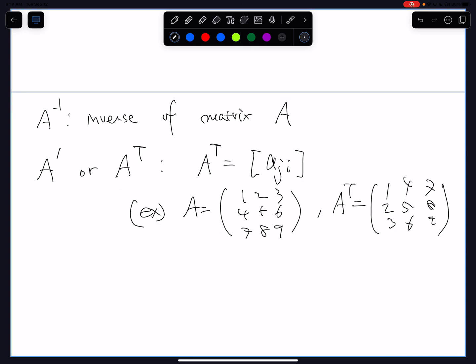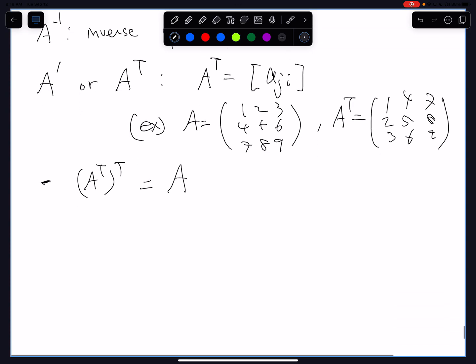Some of the properties we know of the transpose: this is clear, right? The transpose of the transpose is the matrix itself. It's like flipping it twice. You're flipping the matrix along this axis once and twice, then it becomes the original matrix, right? So that should be easy to prove. And the transpose is a so-called linear operator.